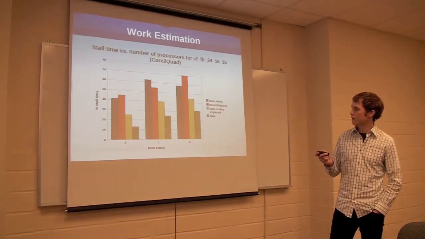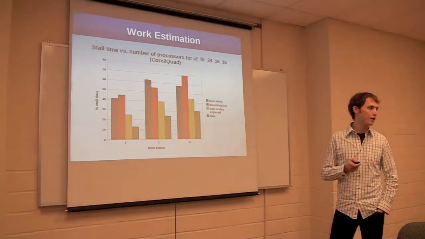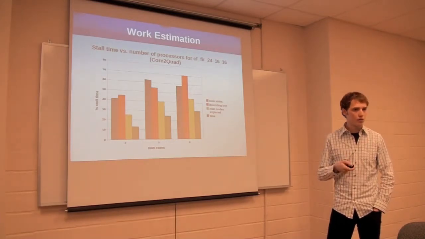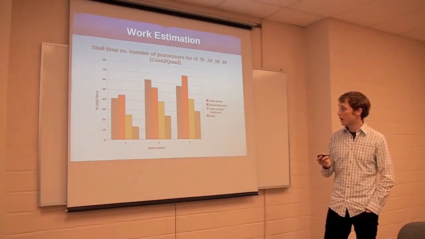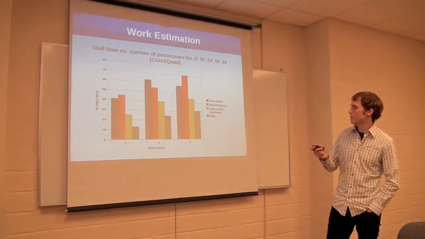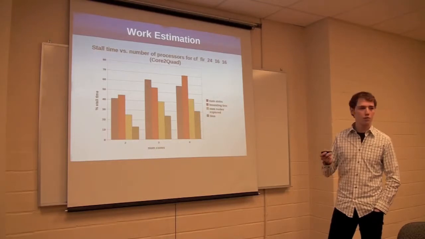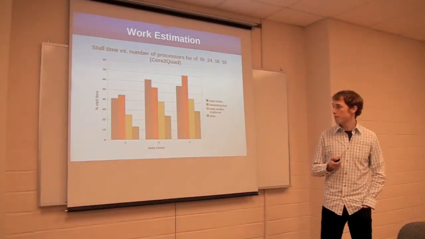So you can see that the number of nodes explored is quite a bit better than the other 2 deterministic metrics that are work estimation metrics that we have. But for this case, it's still not quite as good as time. So 25% versus 12% stall time or something like that.